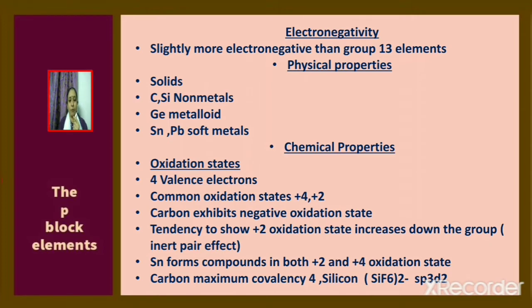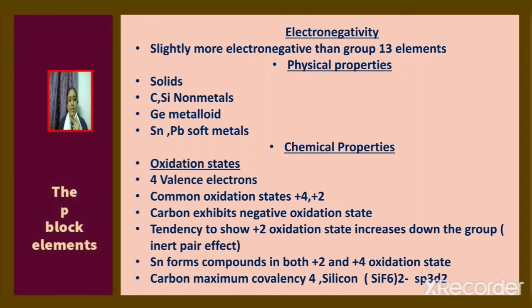Tin forms compounds in both +2 and +4 oxidation states. For example, if we consider compounds of tin, SnCl2 is stannous chloride. In stannous chloride, tin exhibits an oxidation state of +2. Tin forms stannic chloride, SnCl4, in which the oxidation state of tin is +4. Thus, tin can form compounds in both +2 and +4 oxidation states.